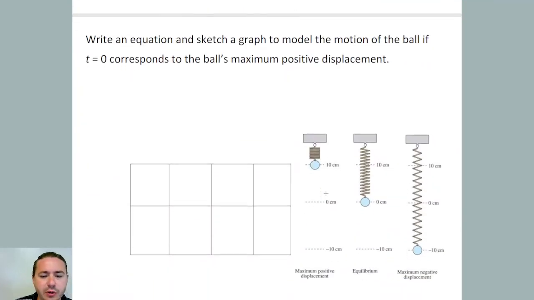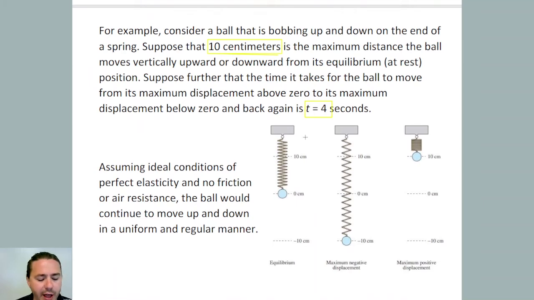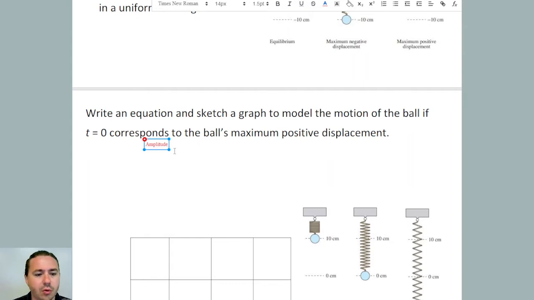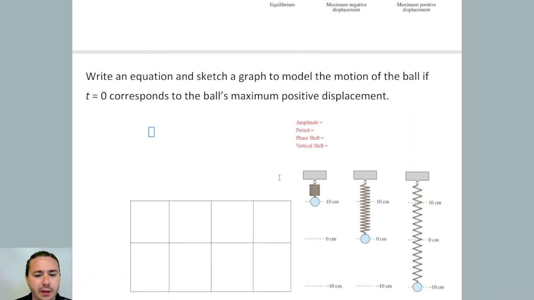So we're going to take that information and try to construct an equation out of it. Let's go through the 4 characteristics that we need to be able to graph and write an equation. Let me start writing some stuff down here. We've got our amplitude, we have to consider our period, our phase shift, and our vertical shift. And from there, we can pull out our A, B, C, and D.